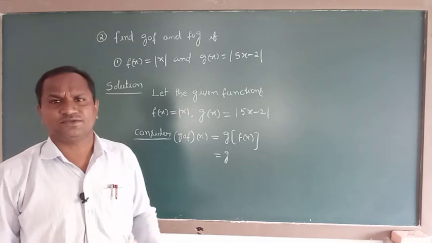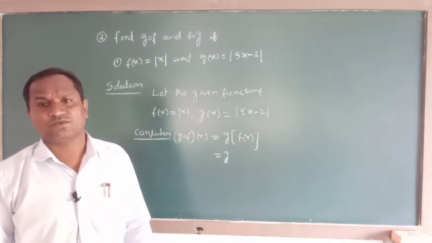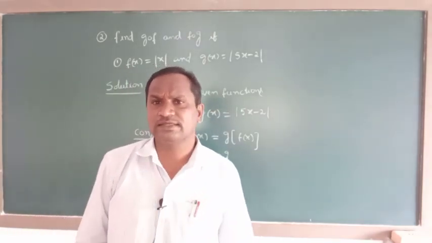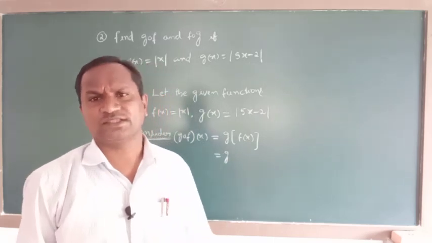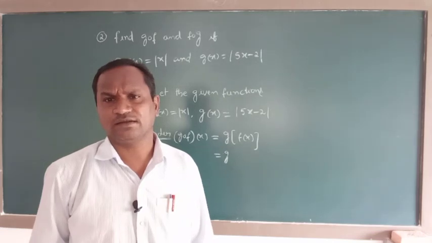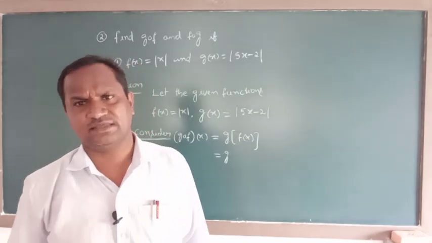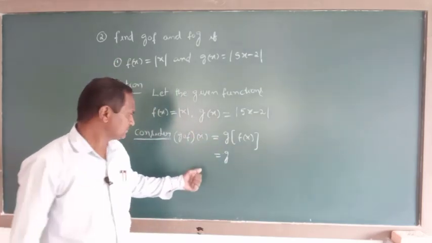Find g circle f means we have to find g circle f of x only, because for the given two functions the variable is x, since they are defined in the variable x only. That's why simply we are not taking g circle f here. We take g circle f as nothing but g circle f of x. For that only I have taken g circle f of x here.